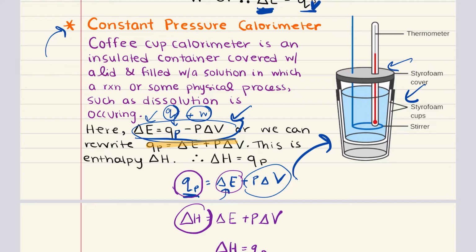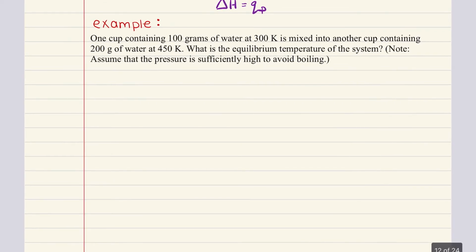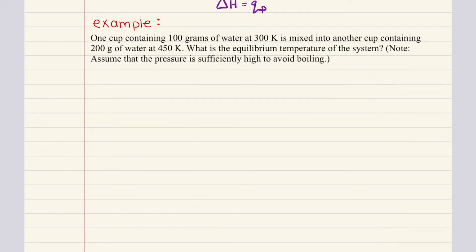Now, if a process releases heat, then delta H is going to be negative. The sign of delta H is negative, and that means the reaction is exothermic. In contrast, if heat is absorbed, this is going to be an endothermic reaction, and the sign of delta H is going to be positive. Now, we're going to elaborate on endothermic and exothermic reactions shortly, but first, I just want to tackle a practice problem. So let's go ahead and jump into this example problem here.